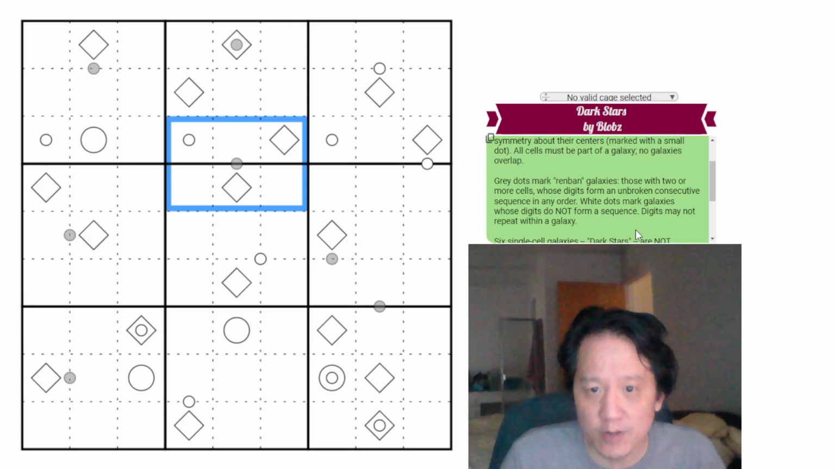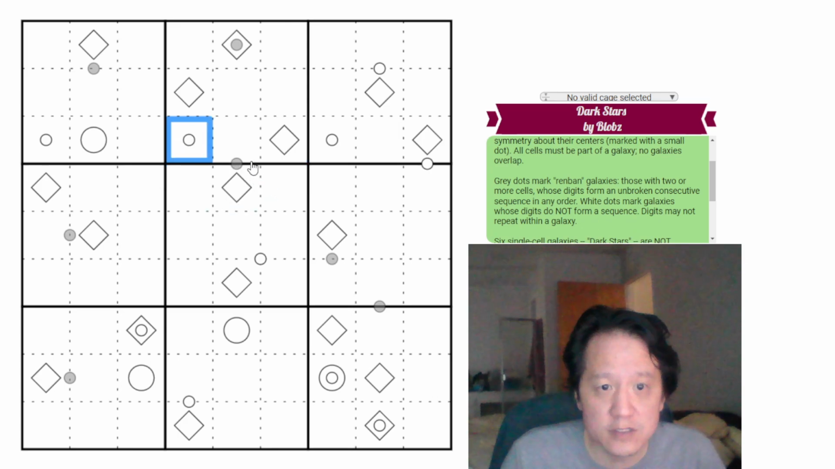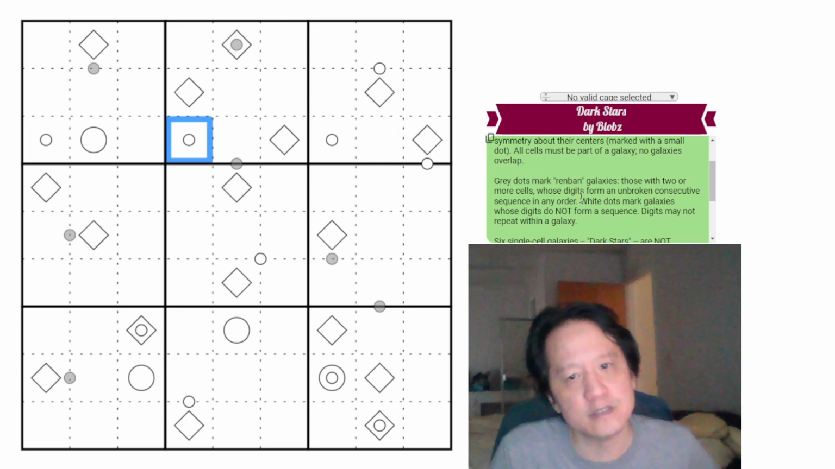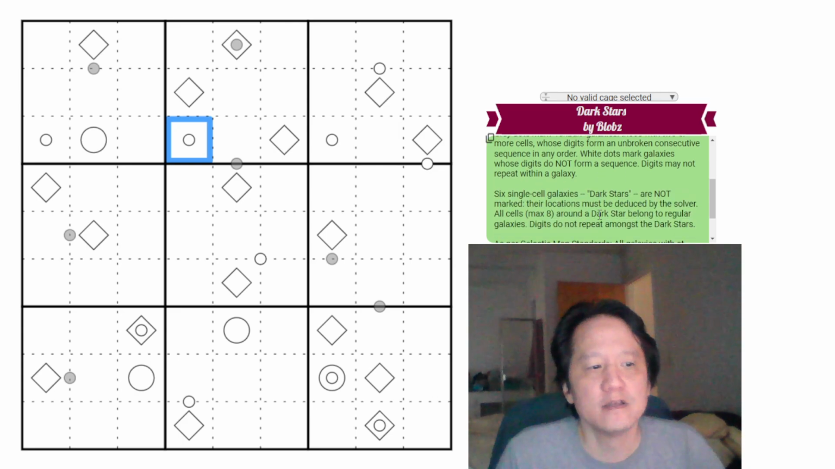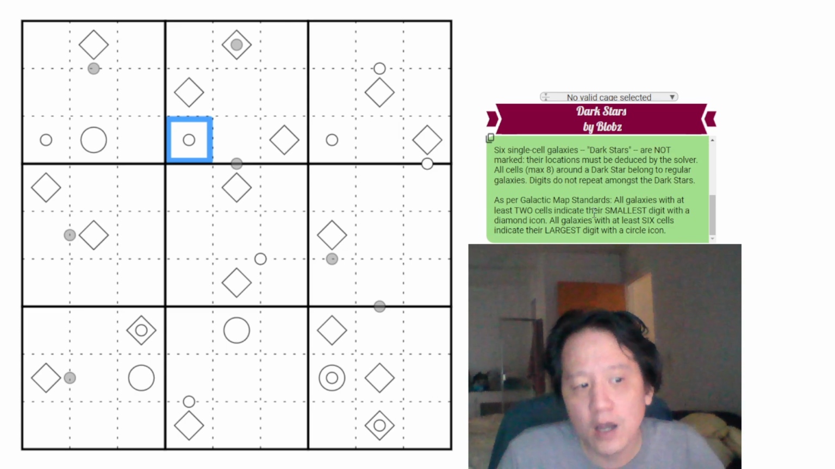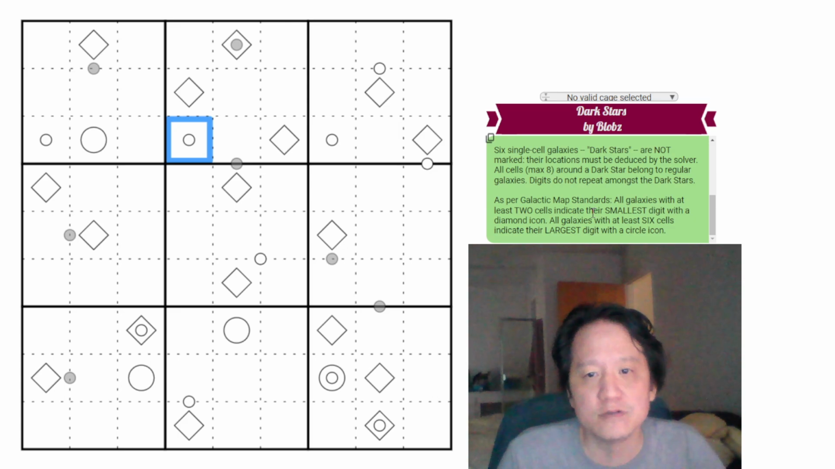White dots mark galaxies whose digits do not form a sequence. So these digits do not form a sequence. Digits may not repeat within a galaxy, so galaxies can only be 9 large. Six single-cell galaxies, dark stars, are not marked. Okay, so there are six galaxies which are not marked, and they are single-cell.